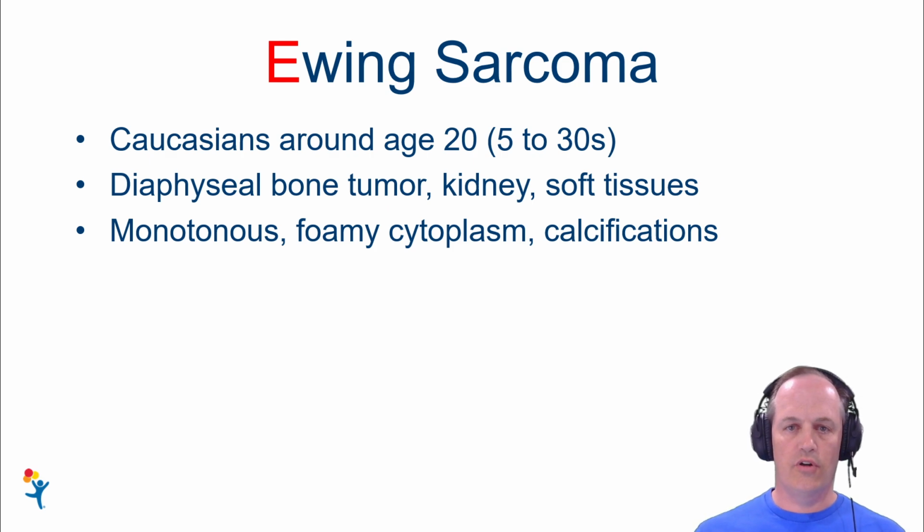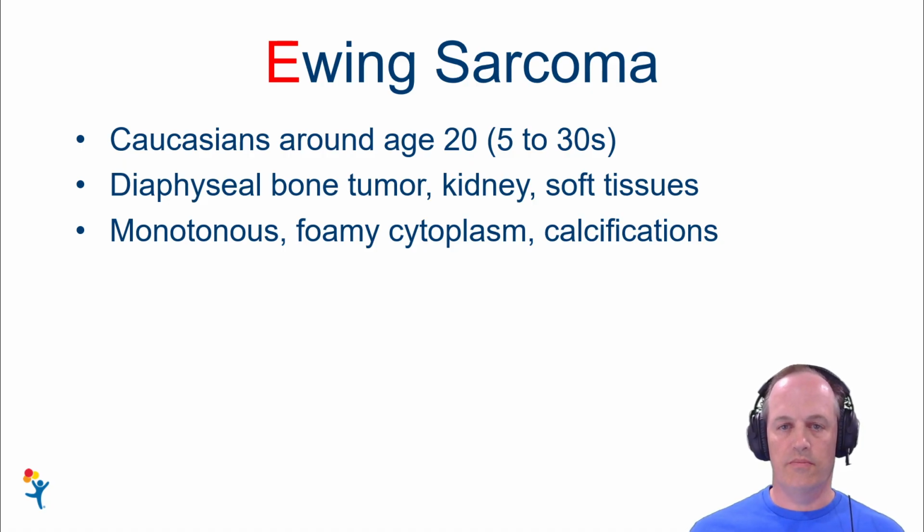All right, so next up in our Learn to Swim mnemonic is Ewing Sarcoma. Ewing Sarcoma is a tumor that predominantly occurs in Caucasians. Peak age is around 20, but the age range is quite wide. Most of these cases are going to happen between about age 5 and somewhere in the 30s, but you can certainly see these in infants, and you can see cases into the 7th and 8th decade of life.